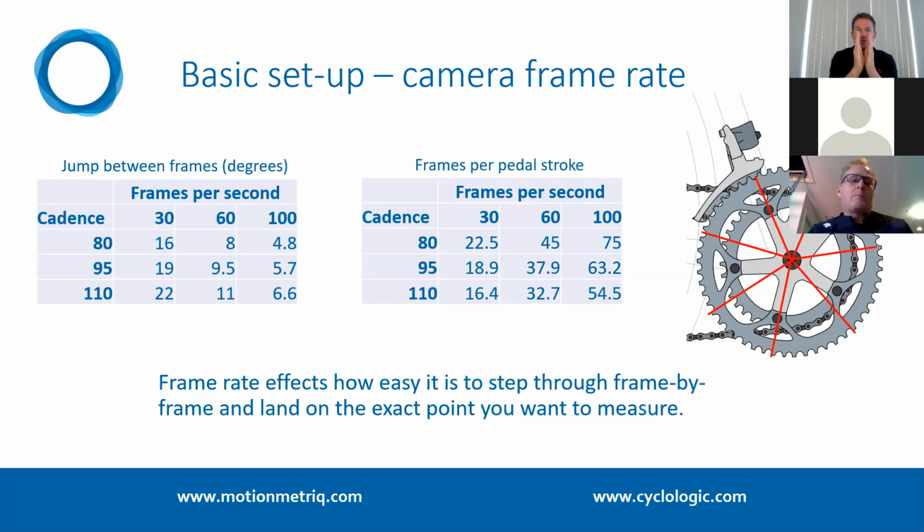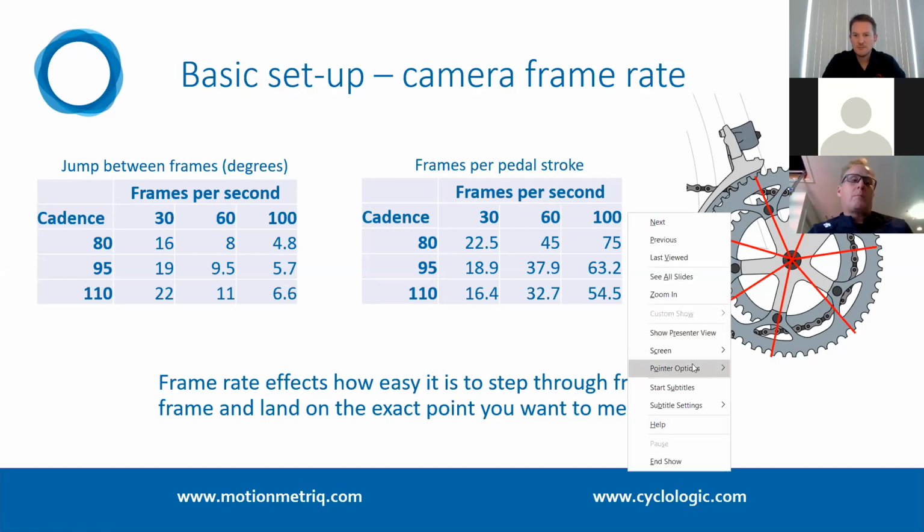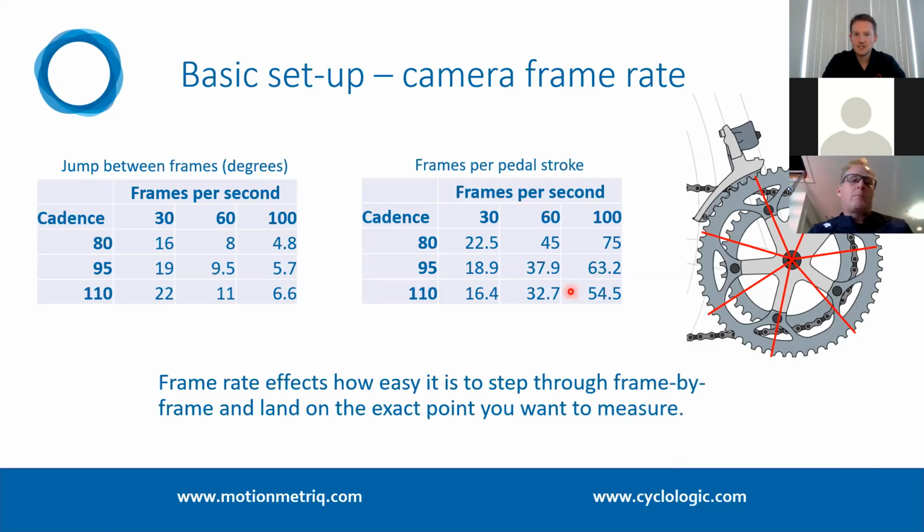So how many frames do you want per pedal stroke? Well, obviously that's related to how big the jumps are in between them, but you can see that if you're up at 100 frames per second, then I'll get a laser pointer on here because I think that'll show what we're looking at. So here, 100 frames per second, 80 RPM, you're getting 75 frames per pedal stroke. And even at 110, you're still getting 54.5 frames per pedal stroke. So you're getting a lot more data with the higher frame rates.